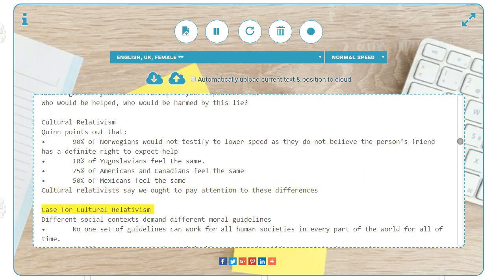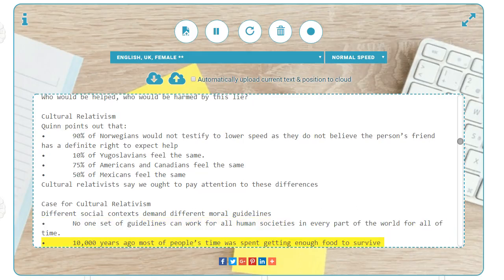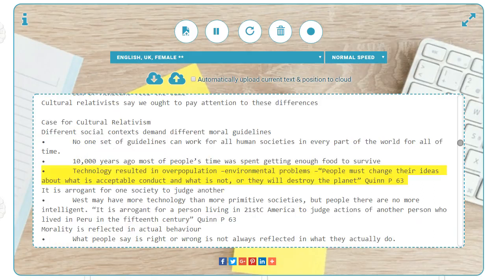Case for cultural relativism. Different social contexts demand different moral guidelines. No one set of guidelines can work for all human societies in every part of the world for all of time. 10,000 years ago, most of people's time was spent getting enough food to survive. Technology resulted in overpopulation, environmental problems. People must change their ideas about what is acceptable conduct and what is not, or they will destroy the planet.